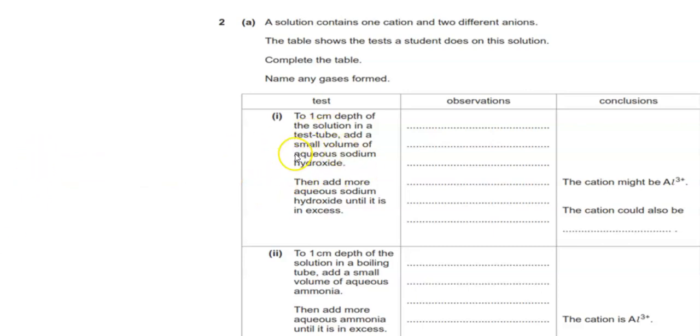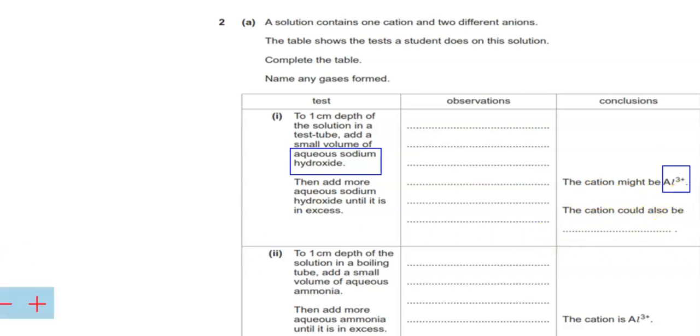Sodium hydroxide is a reagent for testing cations, right? And it has two portions. First of all, you need to add a few drops of sodium hydroxide, and then you add excess sodium hydroxide. And they have already explained the conclusion that the cation might be aluminum ion. The cation could also be.